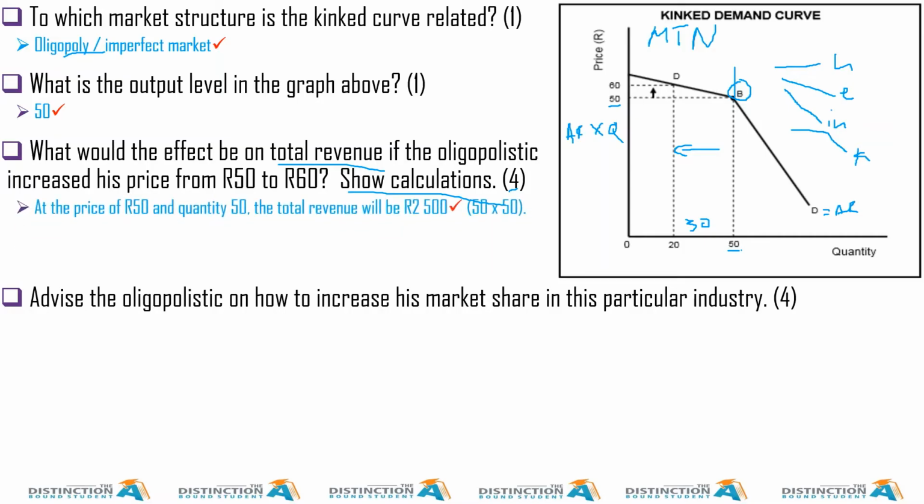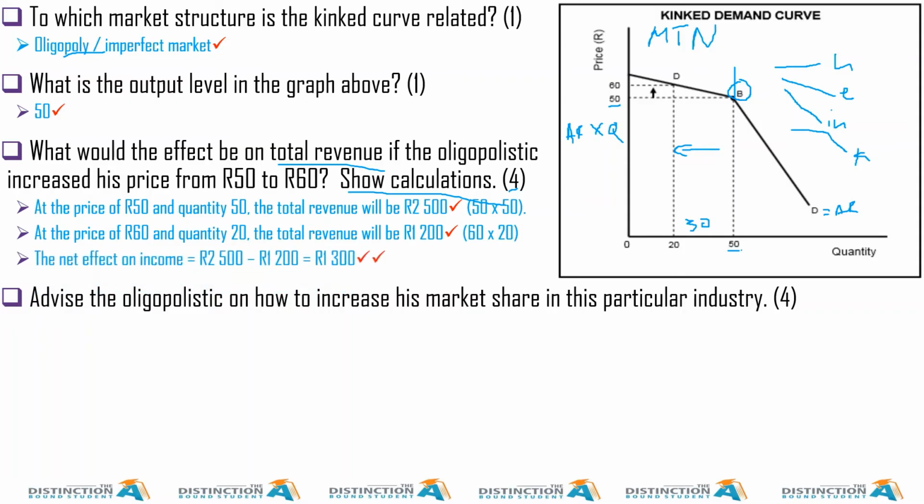So at the price of 50 rand, the quantity is 50. So the revenue is 2,500. Okay. And then at the price of 60 rand times 20, it is 1,200. So the question is asking what would happen. And you see the effect here is that total revenue is going to go down. So the net effect on income is going to be minus 1,300.